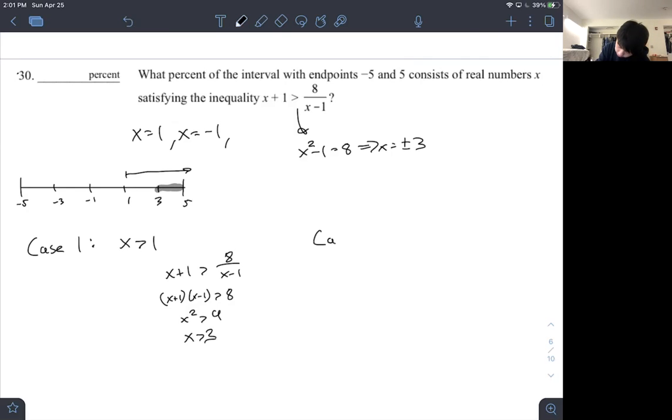Now we move on to case 2. X is less than 1. In which case we once again have x plus 1 is greater than 8 over x minus 1, but this time x minus 1 is negative. So that means that if we multiply by x minus 1, we'll have to flip the sign.